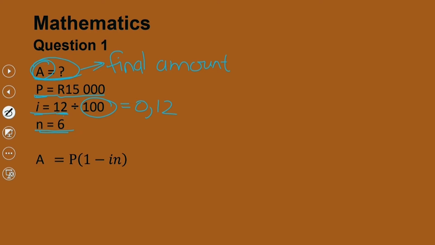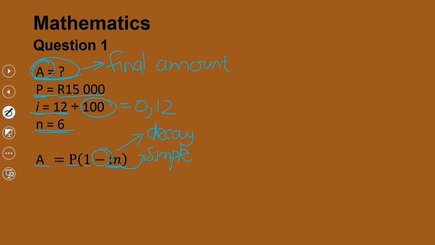Now, which formula are we going to look at? We're going to be looking at the formula of simple decay. Pay attention to the simple decay formula: A is equal to P, 1 minus, very important. Remember, when dealing with compound, normally what do we do? There is a plus sign there, but in this case, there's a minus because of decay. And look at what we do with I and N. We multiply I with N because it is simple interest, simple decay.